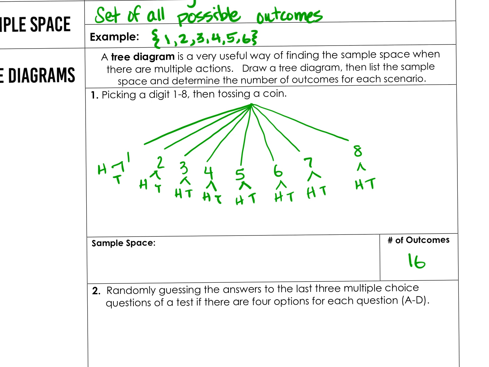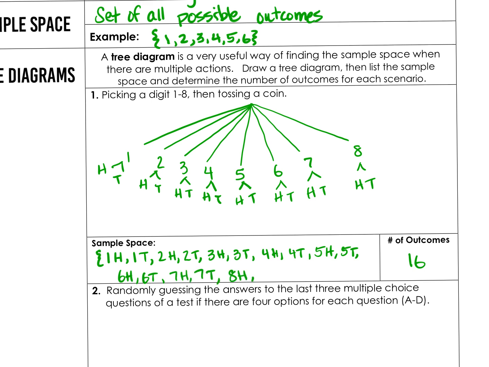The sample space is a list of those things, and typically we write them all out. I could have 1 heads, 1 tails, 2 heads, 2 tails, 3 heads, 3 tails, 4 heads, 4 tails, 5 heads, 5 tails, 6 heads, 6 tails, 7 heads, 7 tails, 8 heads, or 8 tails. And if I count all those, I have 16.